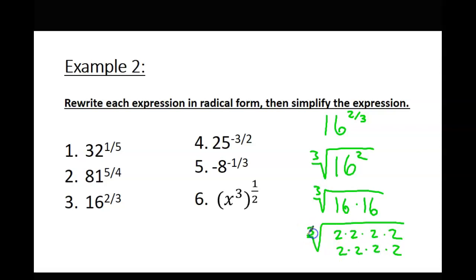All right. So we're looking for groups of 3. There's 2 of them. So I could take out 2 2s, which gives me a 4 on the outside. And on the inside we have a 4. Now, that's it.